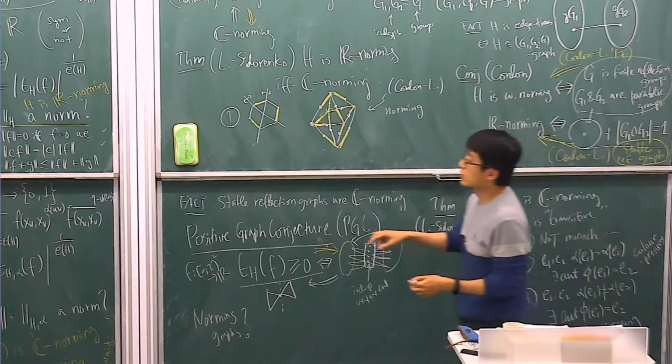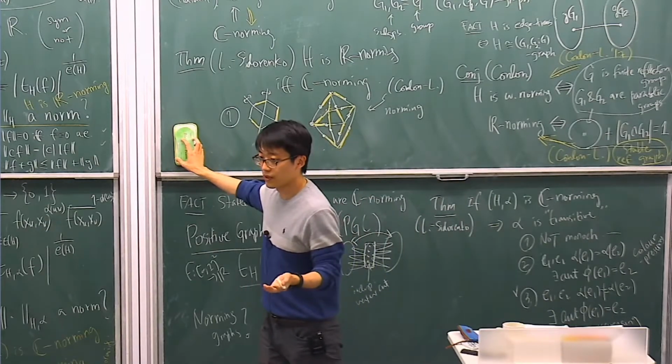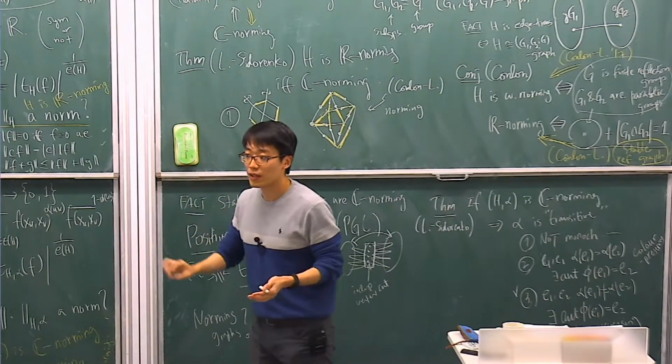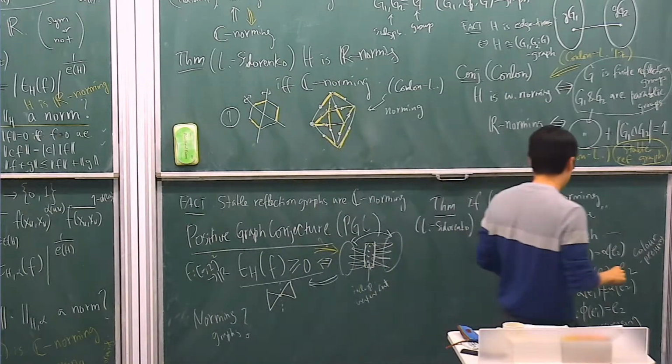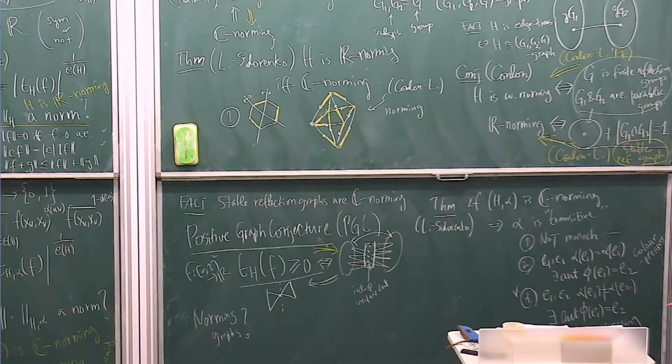Are you happy with? Here, yes, so if these two edges have different colors according to alpha, then there exists an automorphism in H that sends E1 to E2 while reversing all the colors. So 0 becomes 1, 1 becomes 0.